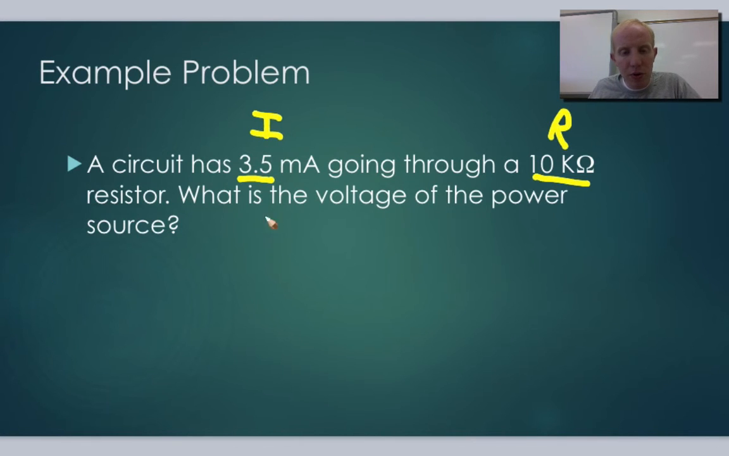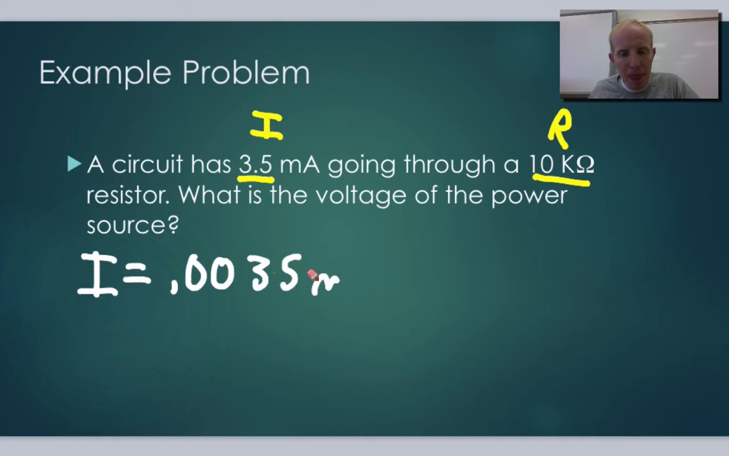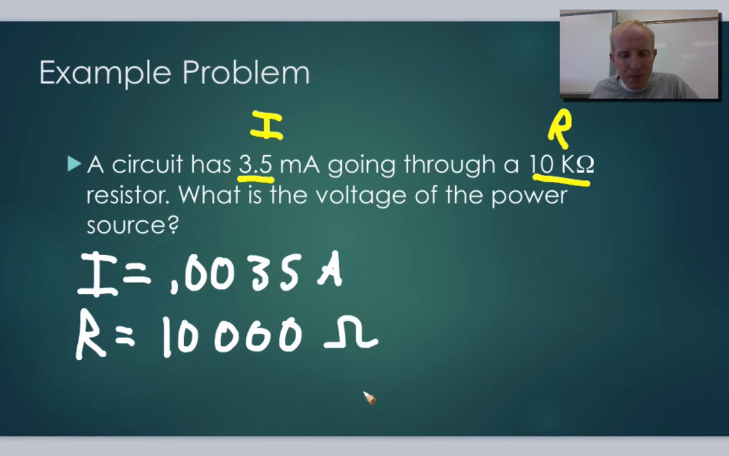But let's convert both of these into regular SI units before we start. So the current is equal to 3.5 milliamps, or 0.0035 amps. And then the resistance is 10 kilo ohms, or 10,000 ohms. So now we just say, well, voltage equals IR. So we just have to multiply those together.